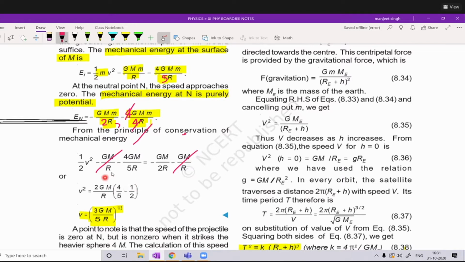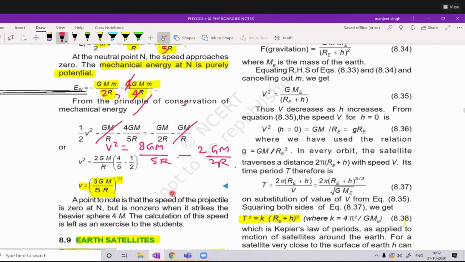So what is the expression now? Suppose we want to write the expression for v square, then 2 multiplied goes to the other side: 8GM upon 5r minus 2GM upon 2r. Upper side you take 2GM upon r common, then 4 by 5 minus 1 by 2. So v square comes out to be 3GM upon 5r, and v is equal to under root 3GM upon 5r. So the minimum velocity we have calculated this way.